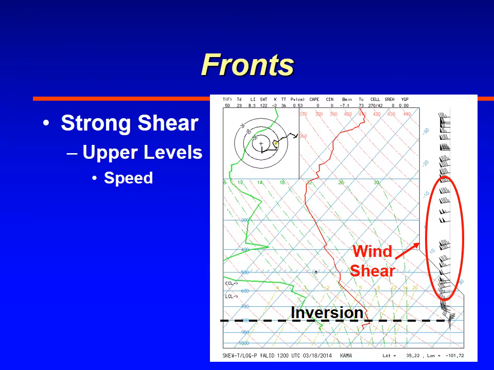Down low at about 10,000 feet, though at 700 millibar, the winds are only about 25 knots. And by the time you get up to altitude, you can see the winds are cruising along at 100, 110 or so knots. So strong shear in the speed as you go up with height with fronts.